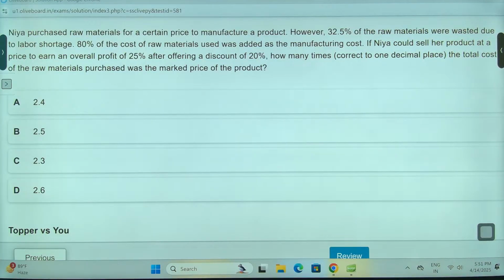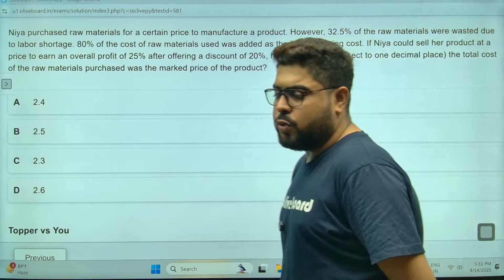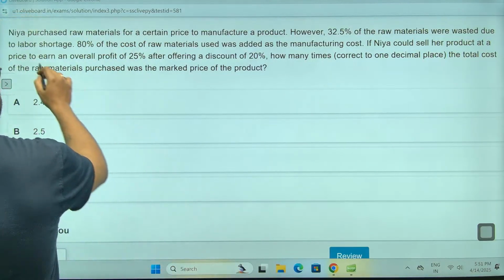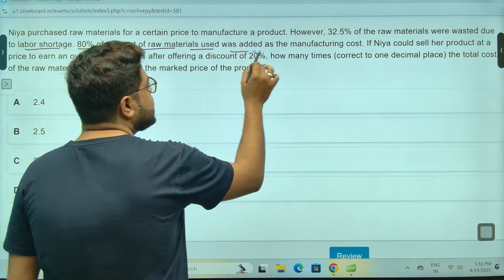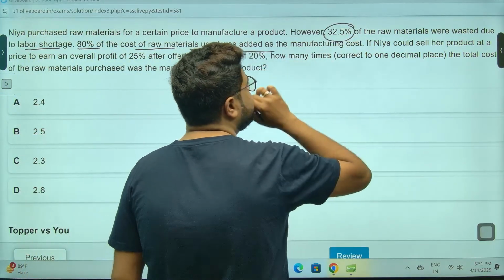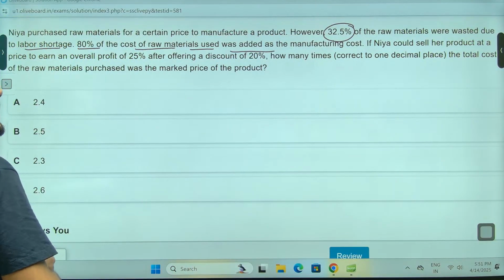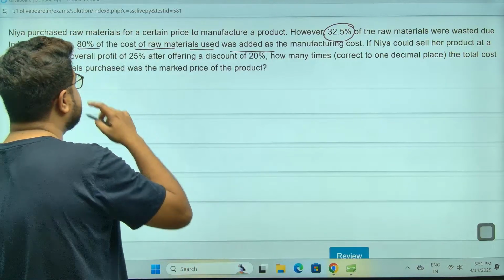Sir, Nia purchased raw materials for a certain price to manufacture a product. However, 32.5% of the raw materials were wasted due to labor shortage. 80% of the cost of the raw materials used was added to this. 32.5%, not a very good value. Nia could sell... Okay sir, let's understand.